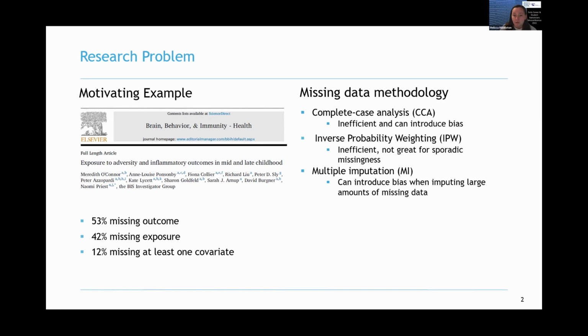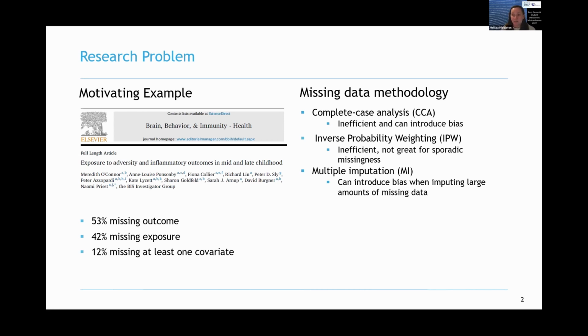Another approach is multiple imputation. So in this approach, we are imputing the missing values multiple times and combining results from analyses on the imputed data sets to have a single estimate for our association of interest. Now, multiple imputation is really good for sporadic missing data.